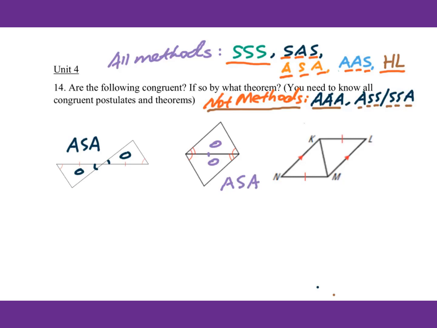For number 3, these two lines are parallel to each other, which means these two angles are equal to each other because these two are alternate interior angles. And also these two angles are equal to each other because they are alternate interior angles too. Therefore, we got angle, angle, side.